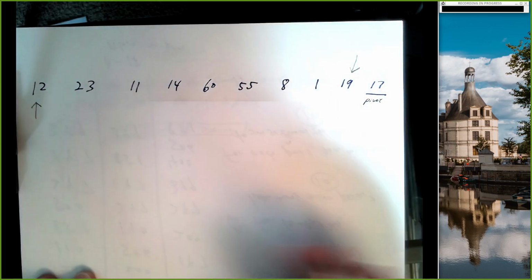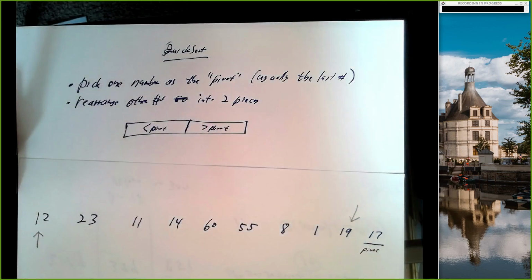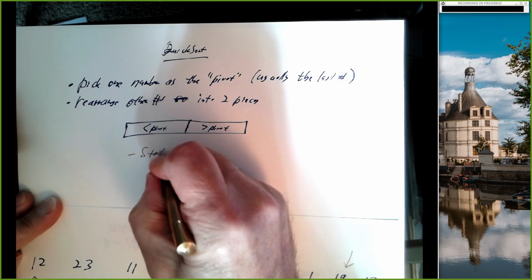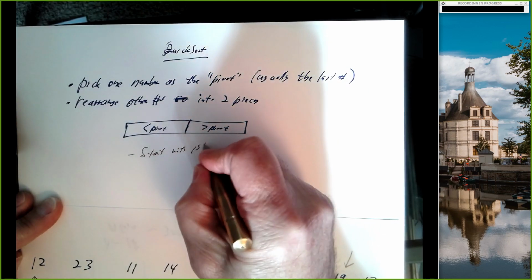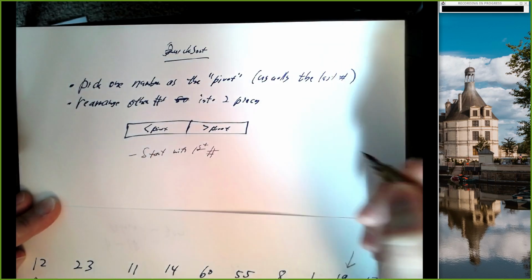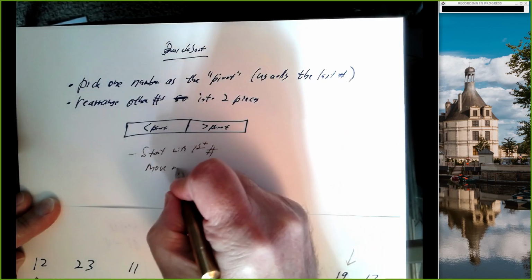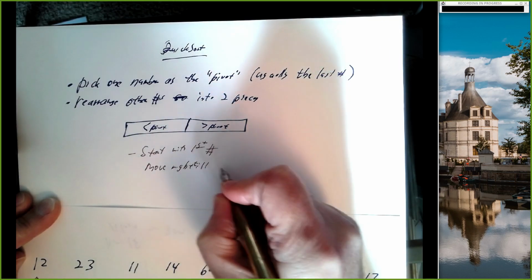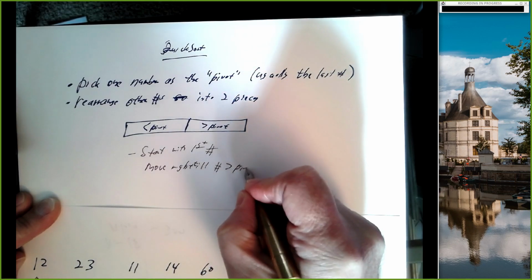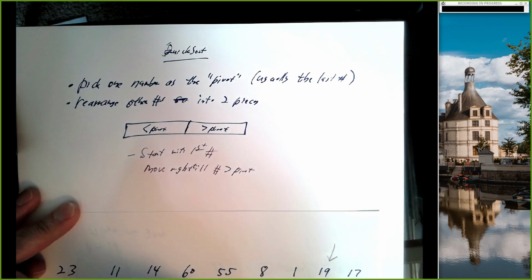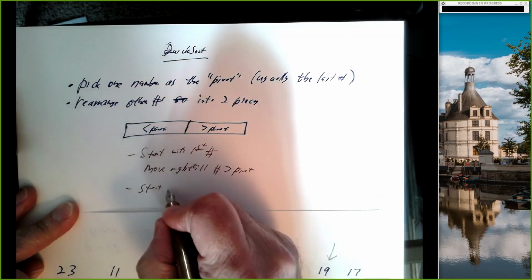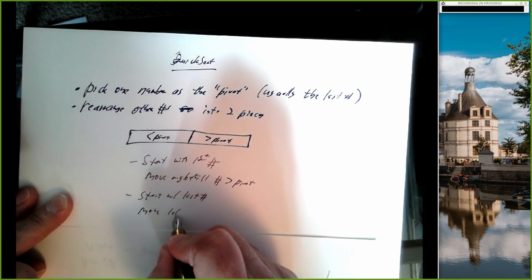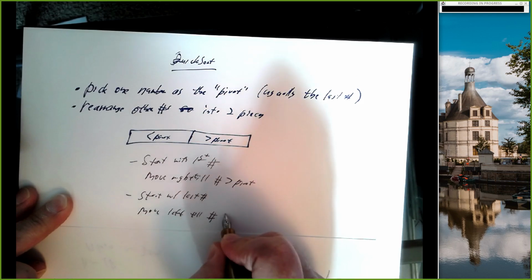And so we're going to start with the first number and move right till the number is bigger than the pivot. And then at that point we're going to start with the last number and we're going to move left till we find a number which is smaller than the pivot.